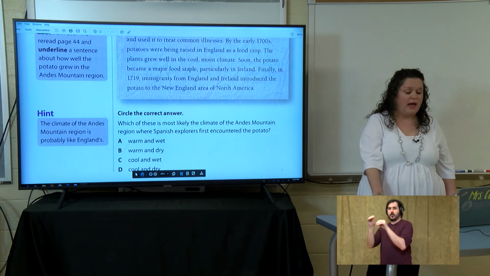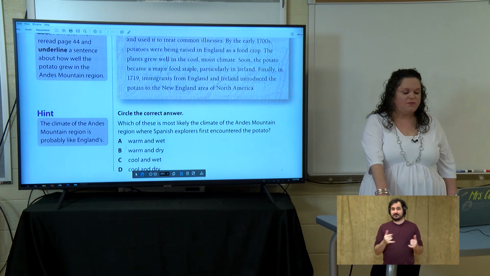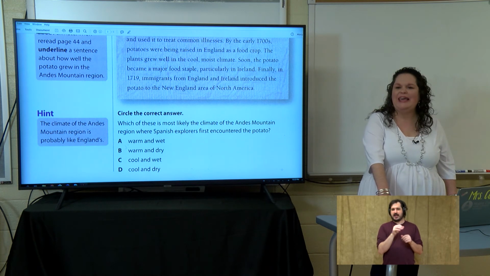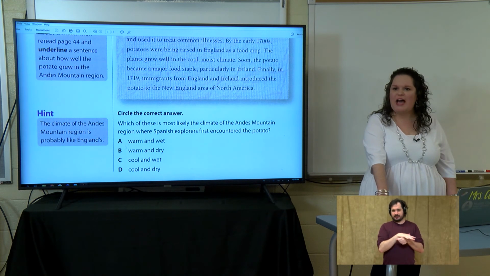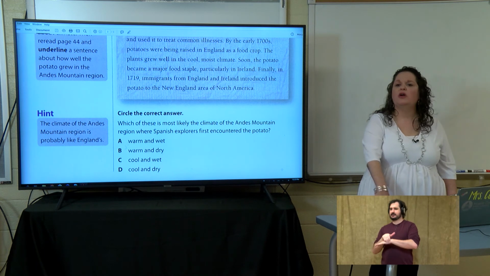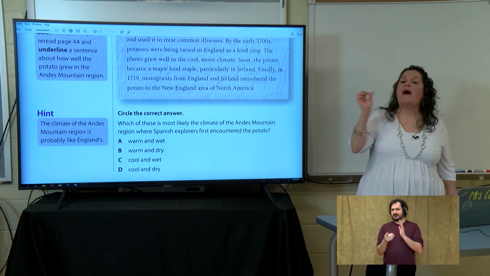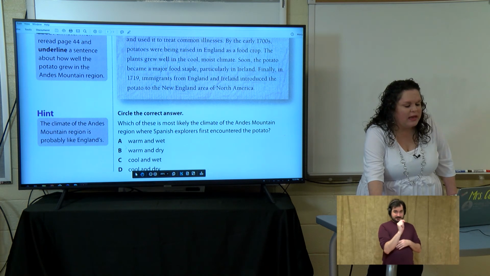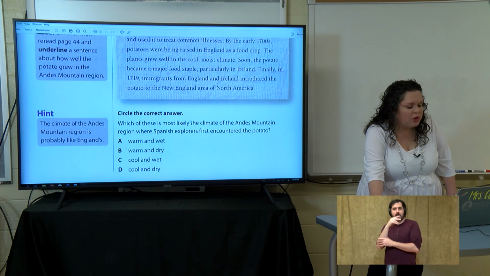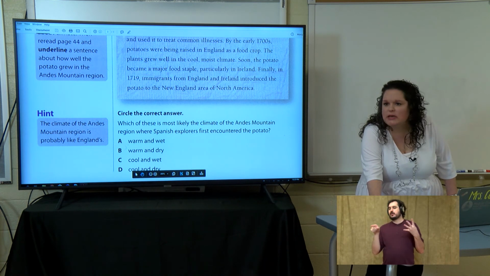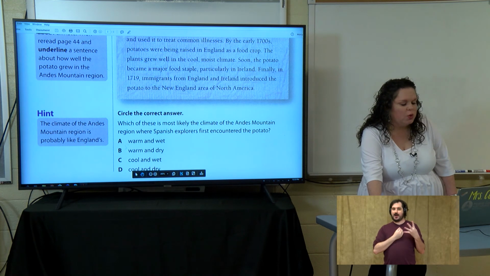So here's the question. Which of these is most likely the climate of the Andes mountain region where Spanish explorers first encountered the potato? So here's the hint. The climate of the Andes mountain region is probably like England's. So climate is dealing with weather over time. So when we're thinking about weather, where in the passage did it say anything about weather? Now remember, our standard says refer back to the text. So in the text, in the 5th sentence, it says, the plants grew well in a cool, moist climate. So if you're looking at warm, nope, that's not cool. Warm, nope. Cool, cool. So we have two, C and D, that mentioned cool. And then we have cool and moist. Moist is another word for wet, so we know that our answer is C, cool and wet.